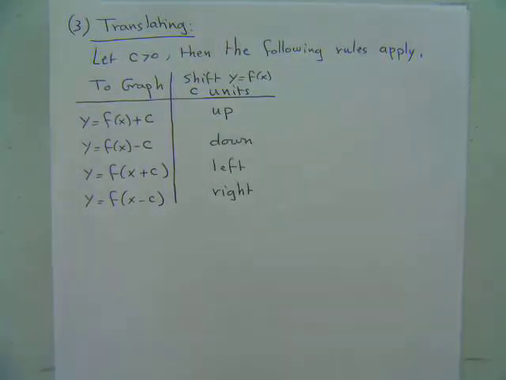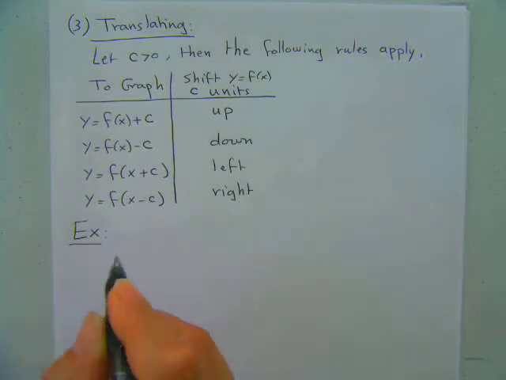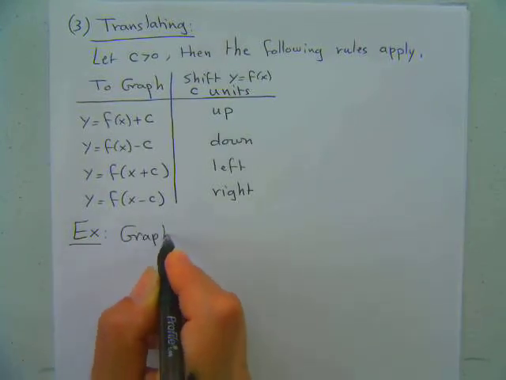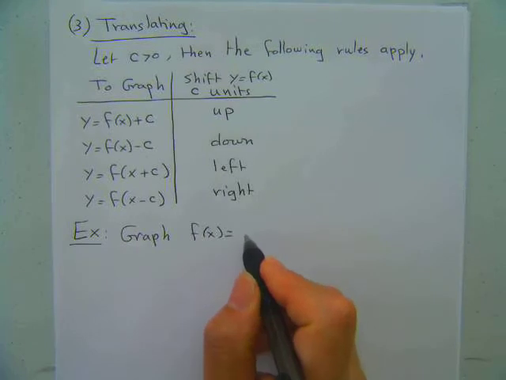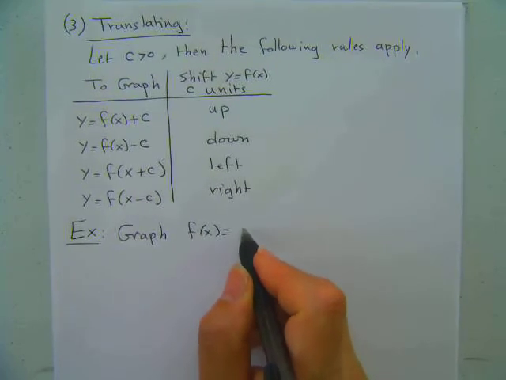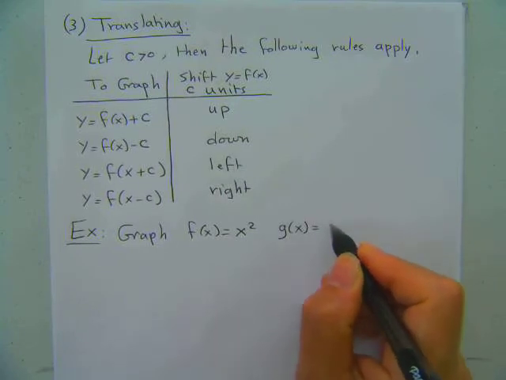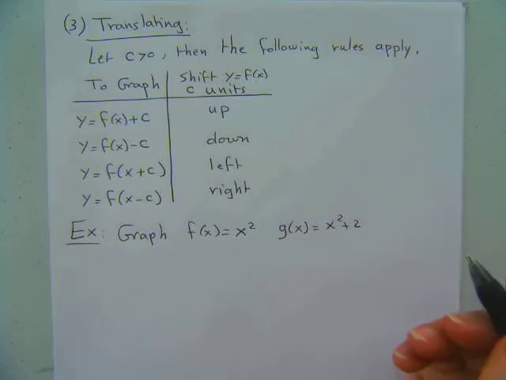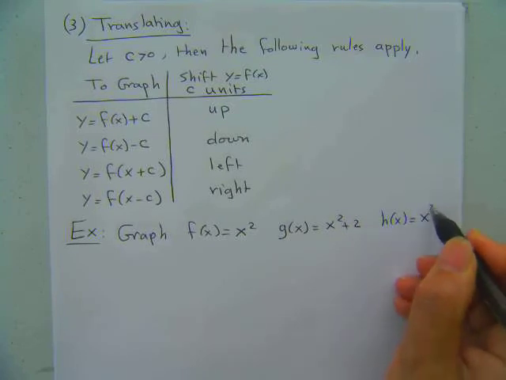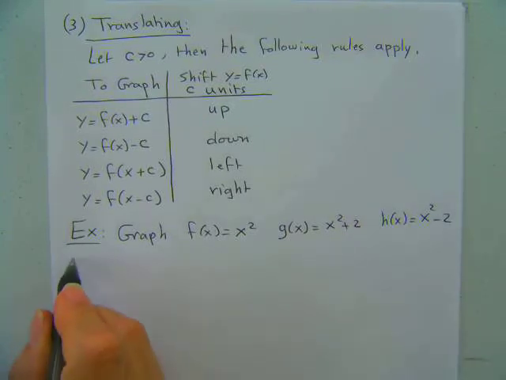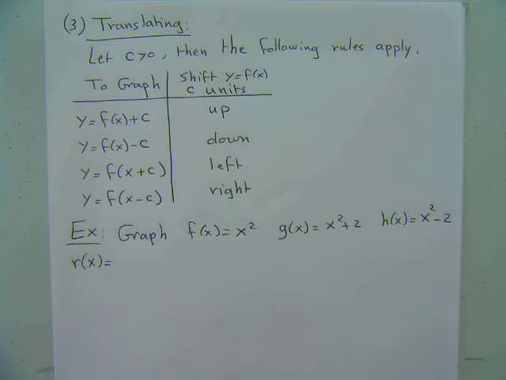Okay, all right, so let us look at just an example to cover this idea. Let us say that you're asked to graph, and I'm going to put them all in one, f of x equals, let's do the original, x squared. Then we're going to do g of x equals x squared plus 2. Then I'm going to do another function, h of x equals x squared minus 2. Then I'm going to do an r of x equal to, look at how we're going to do it.